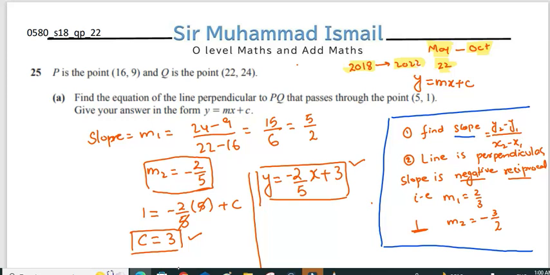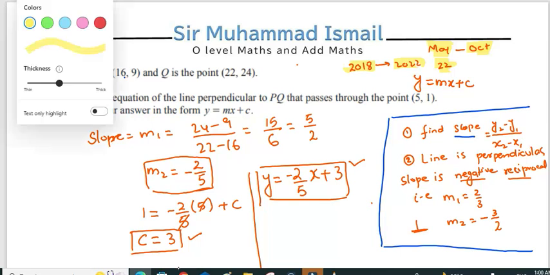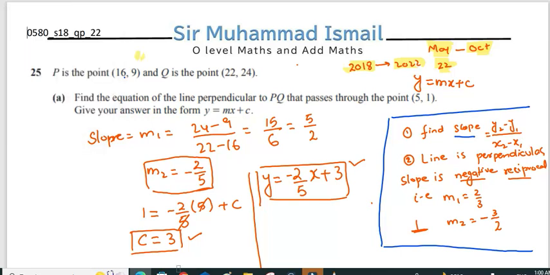For example, if the slope of the first line is 2 upon 3, the second line, if it is perpendicular to the first line, is minus 3 upon 2. You will invert this value and put a negative sign over here. For this question, I am finding the slope of this by the formula y2 minus y1 over x2 minus x1.